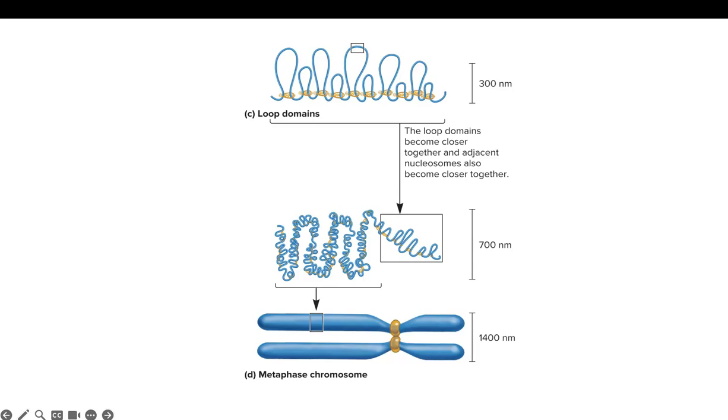Loop domains are then formed through the interactions of the 30 nanometer fiber with two different proteins. This step organizes our DNA into areas that are transcriptionally active, those in the loop domains, and those that are not, which are those closer to the protein binding sites. Step C here shows how our chromosomes exist in our cells when they are not dividing. In preparation for division, though, these loop domains are further condensed and folded up on one another in preparation for forming our final, highly condensed metaphase chromosome.